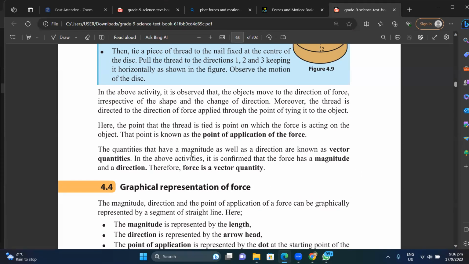If it has a direction and also a size, we call it a vector. The quantities that have magnitude as well as direction.